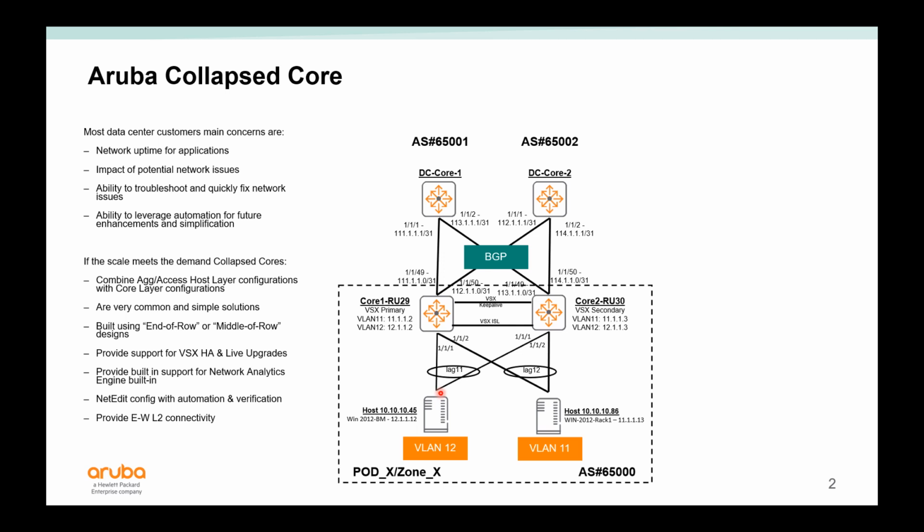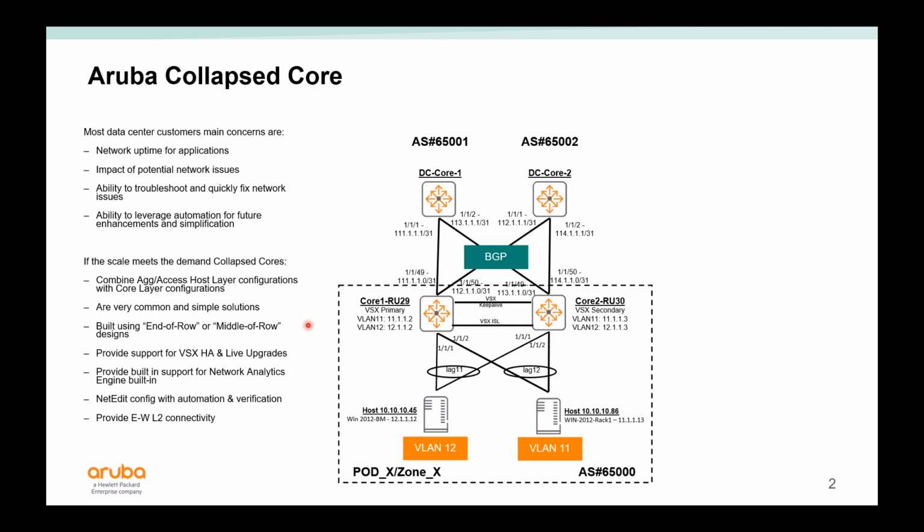And collapsed cores can really help these types of customers if the scale meets the demands of the customer requirement. So collapsed cores are environments where we're combining the features that typically are seen at the access or the host layer with features that are typically required at the aggregation or the core layer. From a customer perspective, they're very simple solutions to deploy because each of the devices and the servers in the environment connect directly to the pair of collapsed cores.